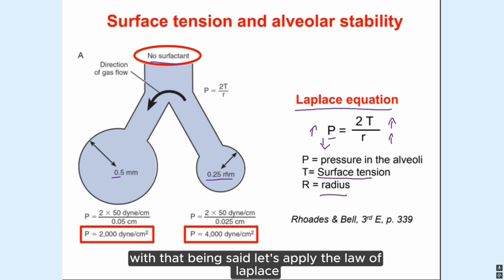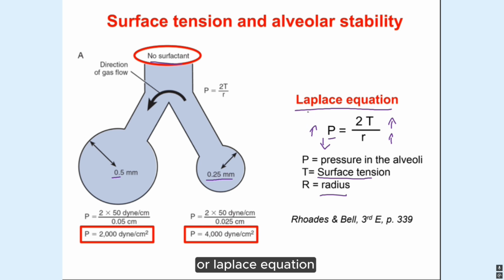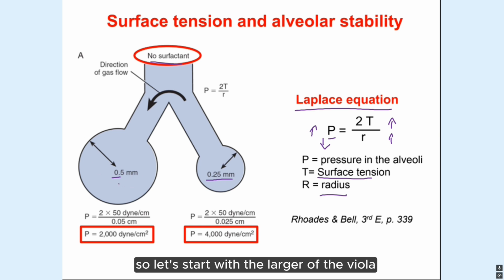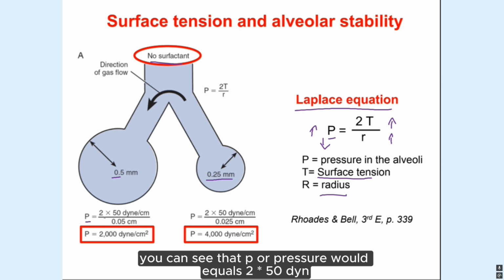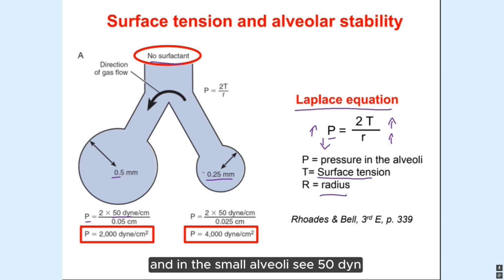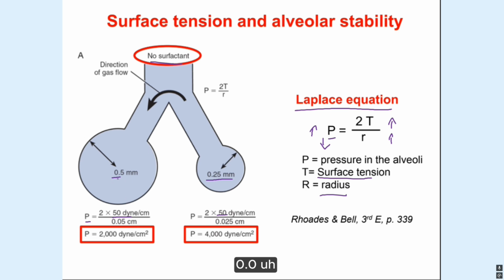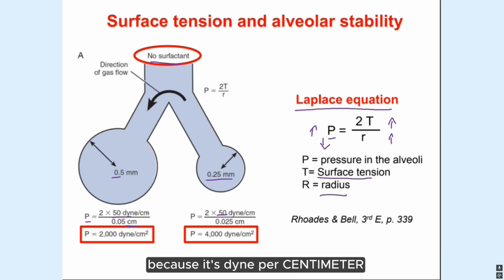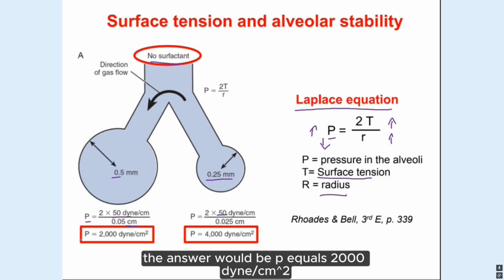With that being said, let's apply the law of Laplace and plug these numbers into the equation. Let's start with the larger alveolus. P, or pressure, equals 2 times 50 dyne. 50 dyne is the surface tension, and you can see that it's the same in the large alveolus and in the small alveolus. So 2 times 50 dyne over 0.05, which is 0.5 millimeters or 0.05 centimeters, because it's dyne per centimeter. And so the answer is P equals 2000 dyne per centimeter squared.